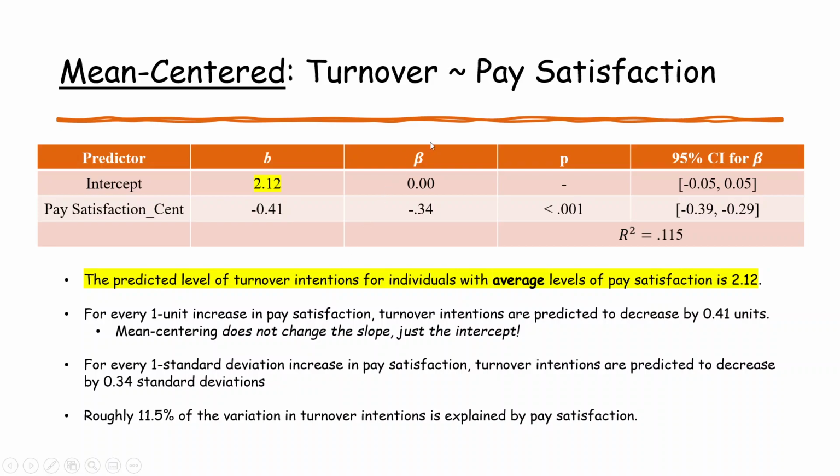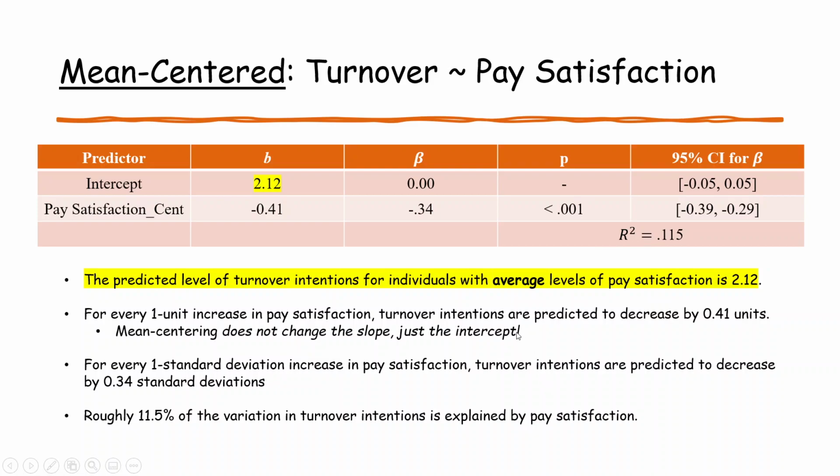And then for our standardized regression coefficient, for every 1 standard deviation increase in pay satisfaction, turnover intentions are predicted to decrease by 0.34 standard deviations. Again, that interpretation didn't change either. It's the same as it was with the non-mean centered version of pay satisfaction. And same thing with the multiple R squared.